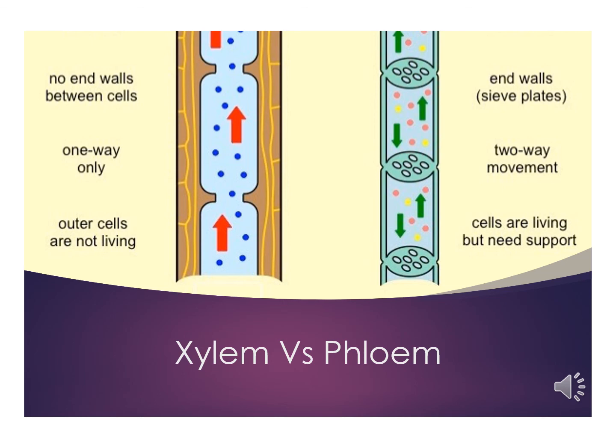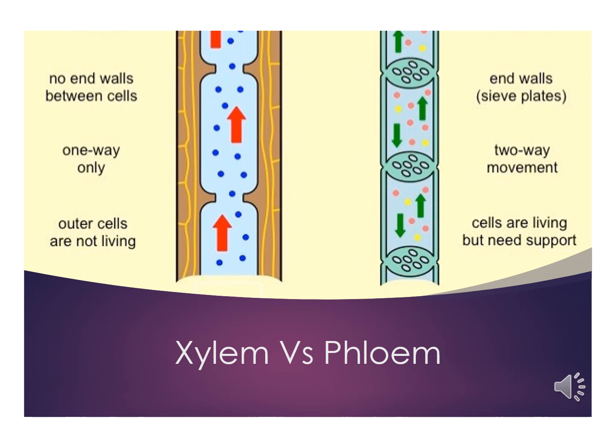The diagram shows the xylem and phloem. Let's see the xylem. There are no end walls between the cells, and the water and minerals are conducted one way only. The outer cells are not living. That's why xylem is dead at maturity. For phloem, the end walls, which consist of the sieve plate, have pores. These pores will facilitate the movement of minerals and sugars.